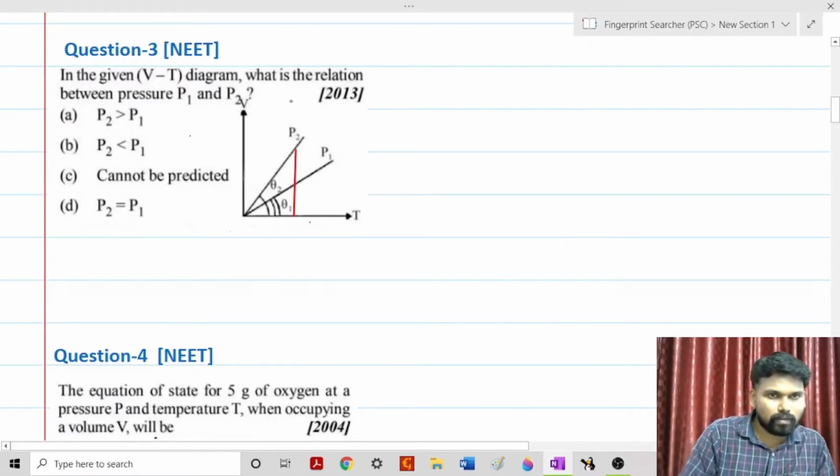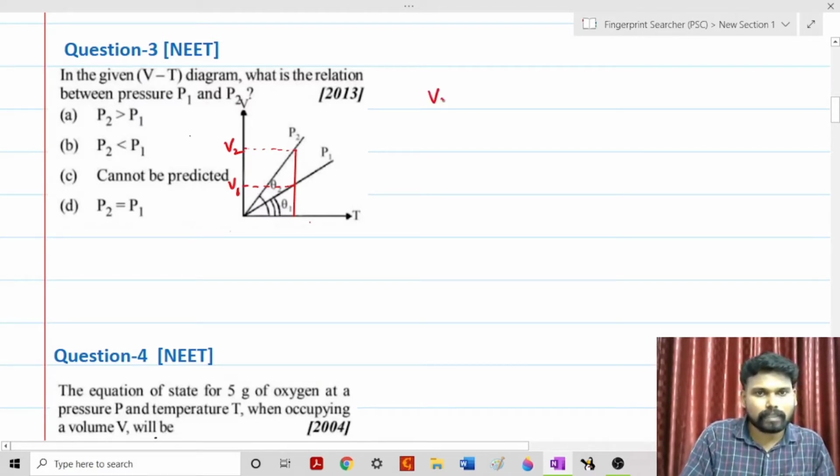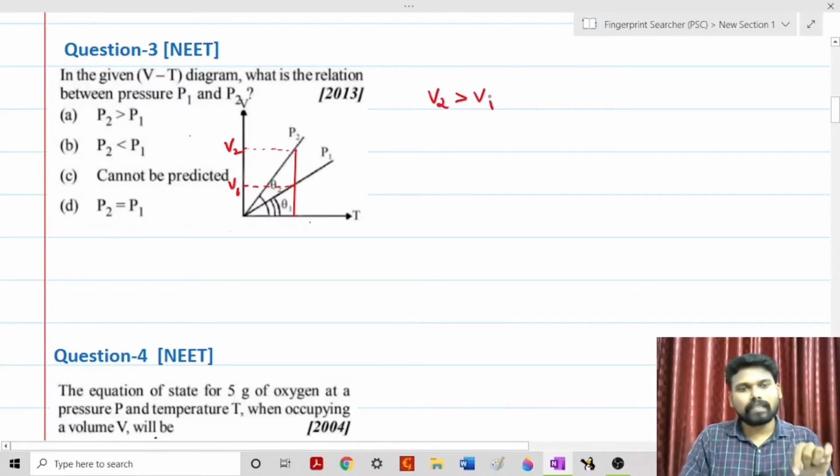So you can see that corresponding to pressure P1, the corresponding volume is V1, and here the corresponding volume is V2. So corresponding to P1, from the graph of P1, at this particular temperature I got a volume V1. From the graph of P2 I got a volume V2. So it is very clear that from the graph V2 is greater than V1, right? V2 is above V1, so it is greater than V1.